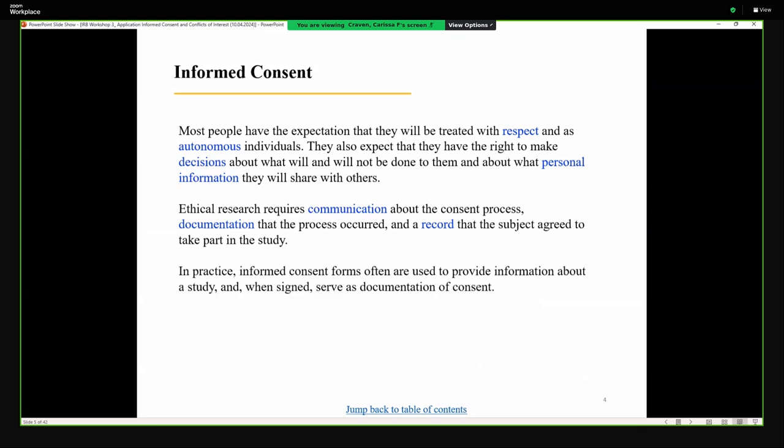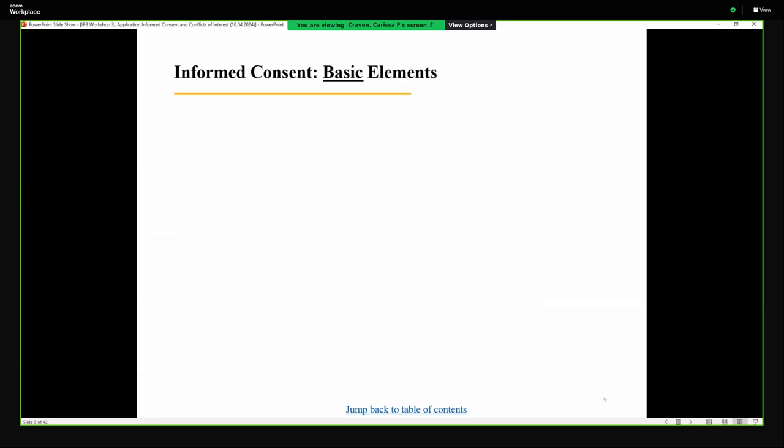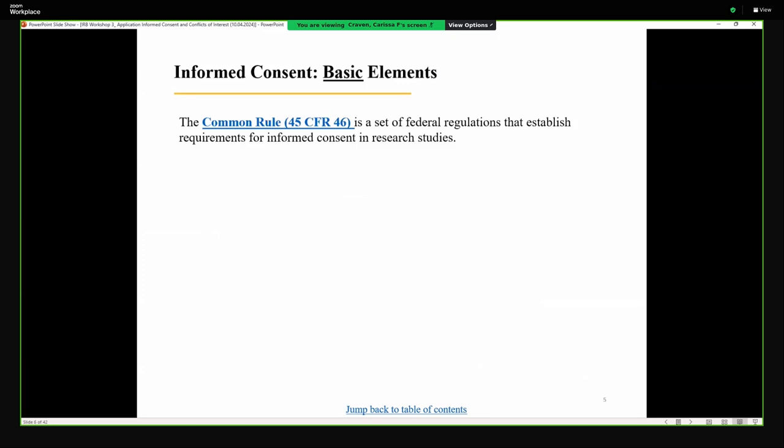So, the way to do that is using informed consent forms, and it'll have key information. And when it is signed, that serves as the record or documentation. So there are some federal elements that have to be included. These are called the basic elements of informed consent. And if you want to get into all the legal jargon with it, that is called the Common Rule under 45 CFR Federal Regulation 46.